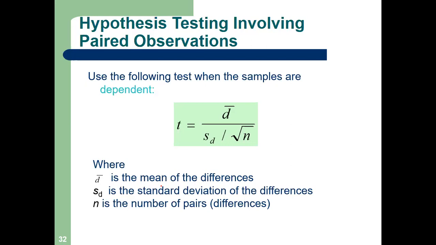So before going to the gym, what is the weight of the 10 students? And after coming out of the gym after 1 month, what is the weight of the students? So what am I doing here? The same students before going to the gym and after coming out of the gym after 1 month. So this is called a dependent sample.